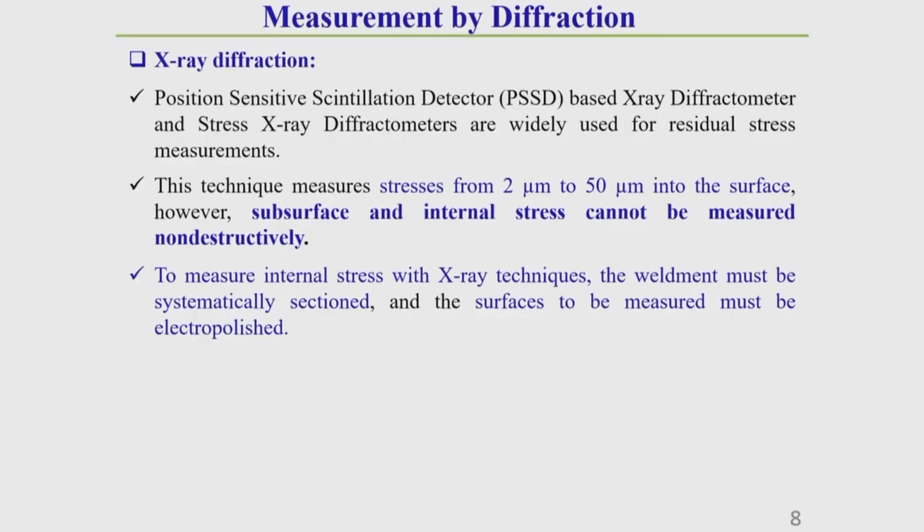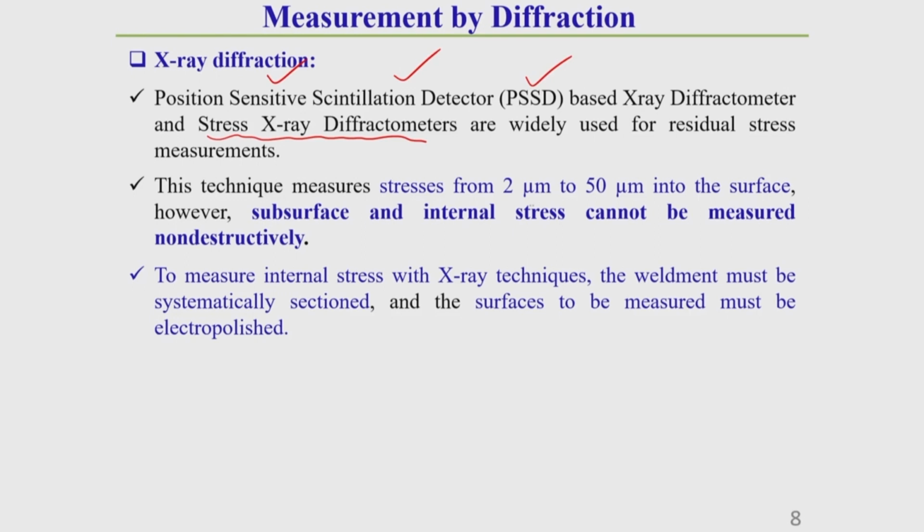Now, X-ray diffraction technique. Here you see there are different types of widely applicable X-ray diffraction machines available. One is called position sensitive scintillation detector, PSSD you can say. This PSSD is based on an X-ray diffractometer. There is another equipment used for X-ray measurement, called the stress X-ray diffractometer. These are the equipment generally widely used for residual stress measurement.